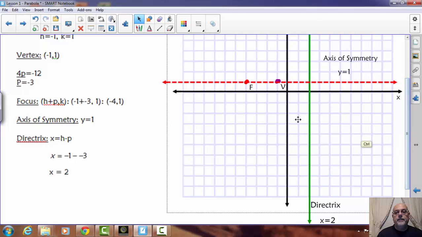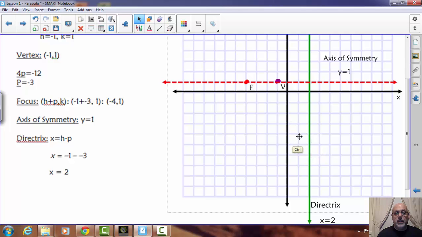So the directrix is, in this case, an x equals line. It's going to be perpendicular to the axis of symmetry, and it's h minus p. Well, h is negative 1, p is negative 3. Negative 1 minus negative 3 is 2. So I've labeled the green line here the directrix. That's the line x equals 2.